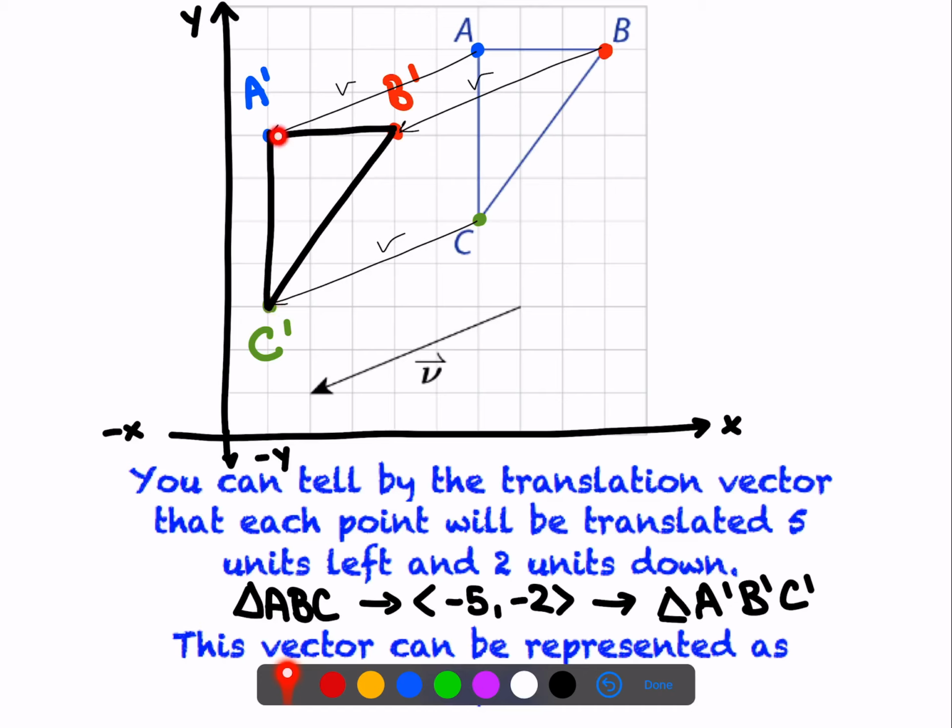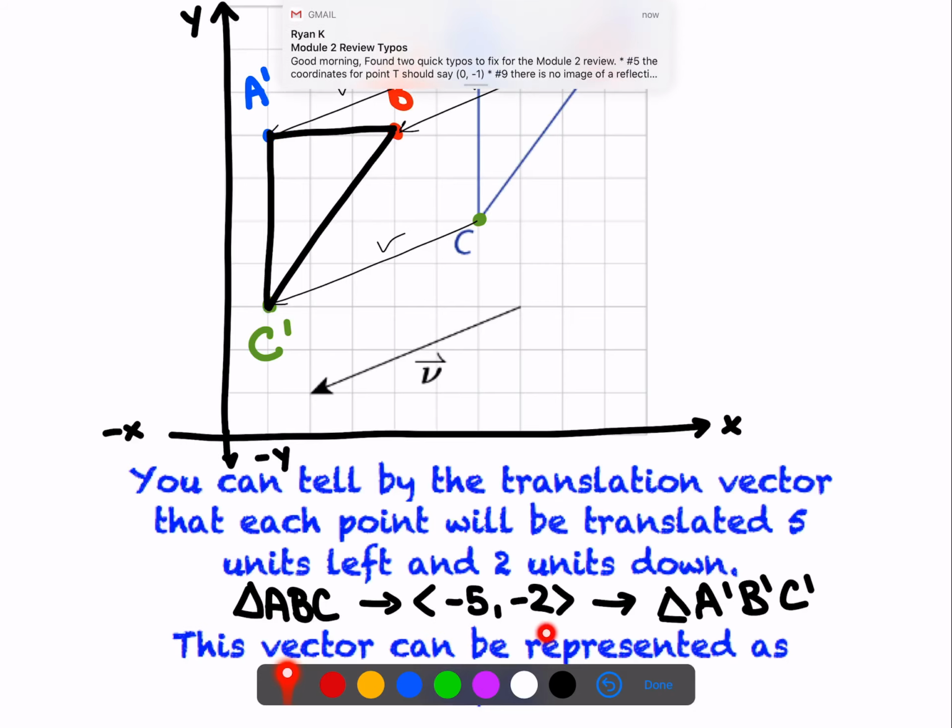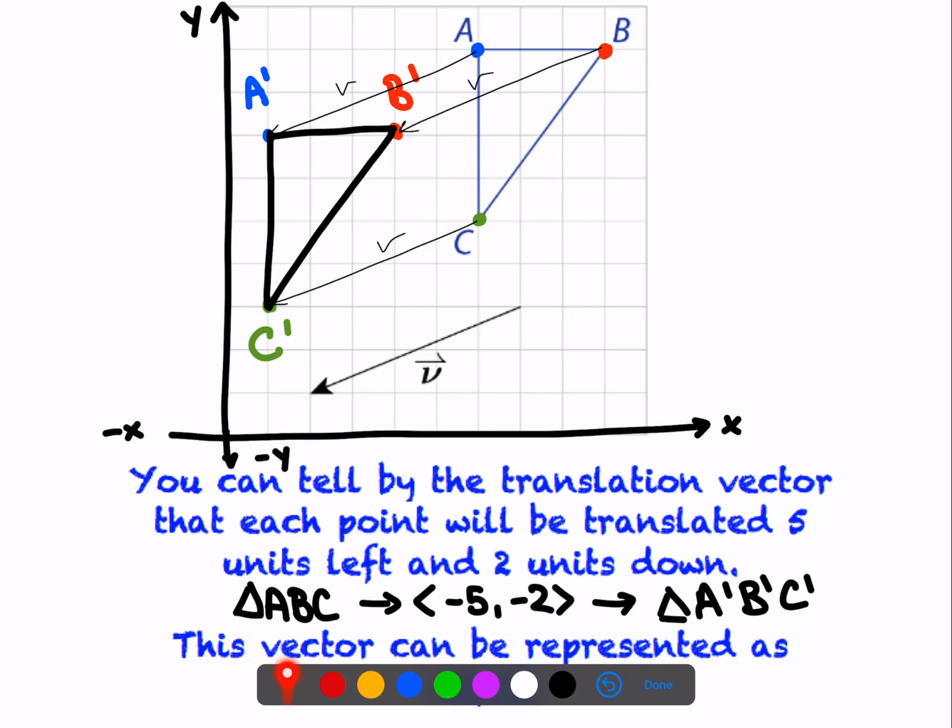So if I'm going from A to A prime, I can count 1, 2, 3, 4, 5, and then I'd go down 1, 2. Since their orientation is the same, meaning they're facing the same way, I know that it's just a translation that's occurring. It's not a rotation or a reflection or anything like that. Since they're facing the same way, it's telling me it must be a translation. So therefore, I can just say, okay, well, this is a translation of ⟨-5, -2⟩. And that's how you can get that vector as well. That works perfectly fine.